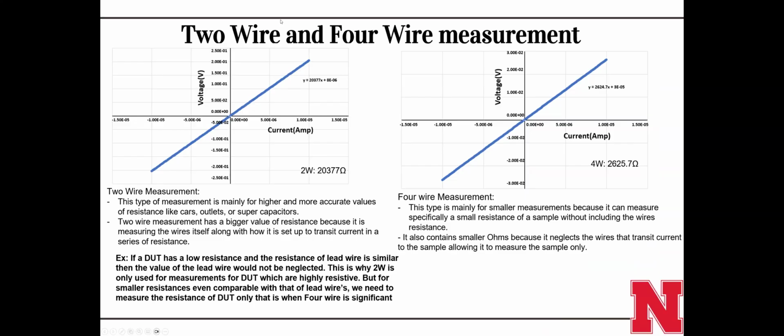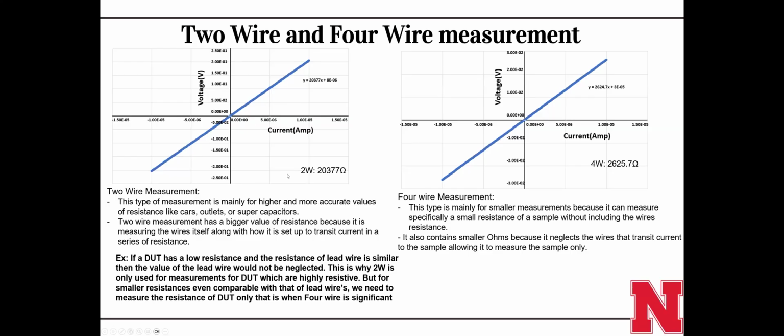This is a graph of a 2-wire and a 4-wire measurement. So this is 2-wire, and to start off with these equations right here, this value 20,377 is the resistance of the overall graph. And this value can be taken by voltage divided by current, which is Y divided by X, to get your slope, as this whole equation is basically just y equals mx plus b. And the E minus 06, that's going to be your y-intercept, which shows you how to get this equation for this whole graph.